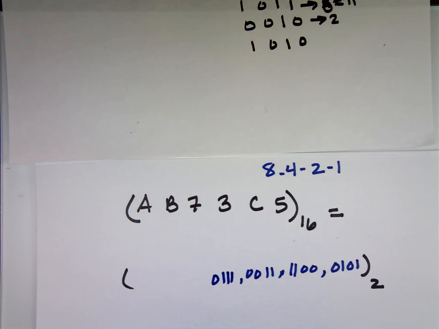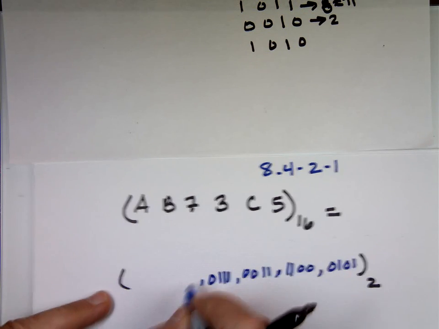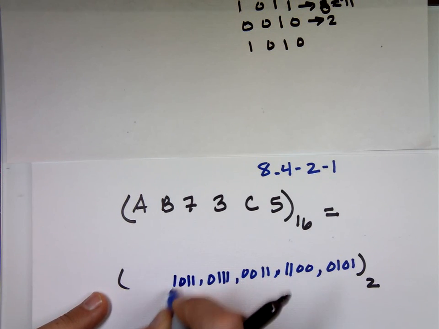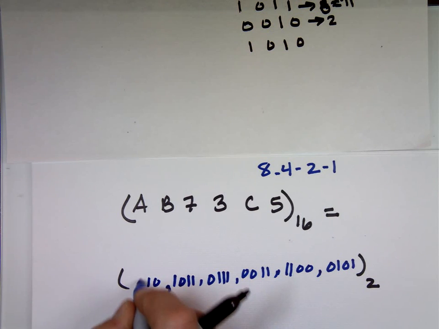B. B is what? 11. What's 11? 1, 1, 0, 1. From right to left. Yep. And the last one is what? A. 0, 1, 0, 1. And that's that answer. I don't have to divide them. I don't have to convert to base 10.